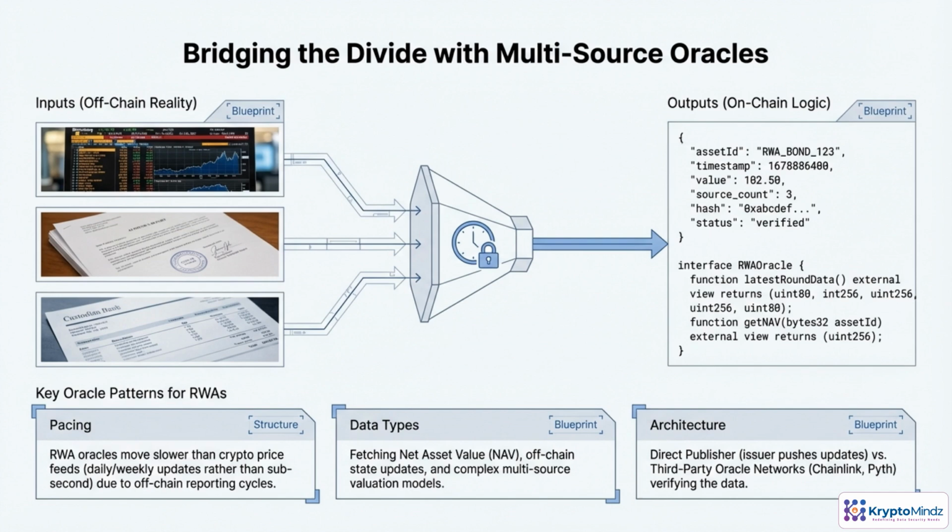For RWAs, the oracle acts as a translator between messy off-chain reality and clean on-chain logic. Multiple data sources feed in: market prices, legal or custody records, and accounting statements. The oracle normalizes them, timestamps them, and attaches proof so smart contracts can treat the result as a single, verifiable fact. The cadence is slower than crypto price feeds, and the payload's richer. Things like NAV and status fields, not just prices. Architecturally, updates can come directly from issuers or via independent oracle networks.